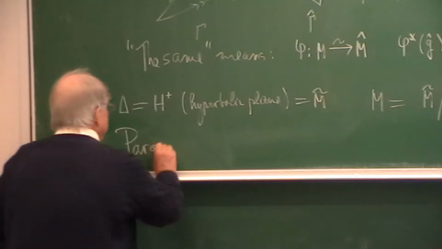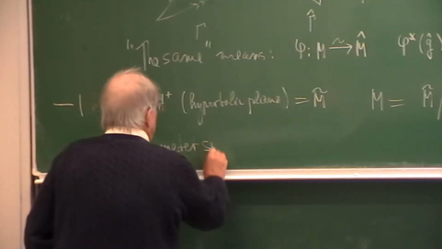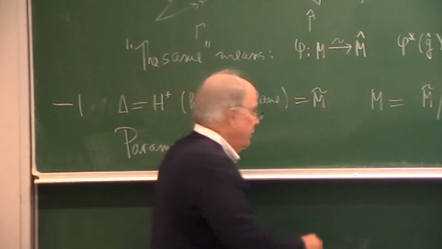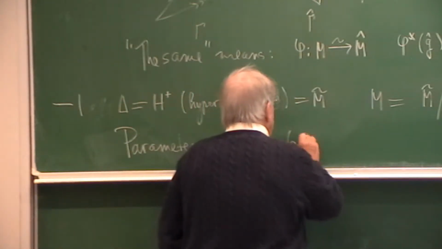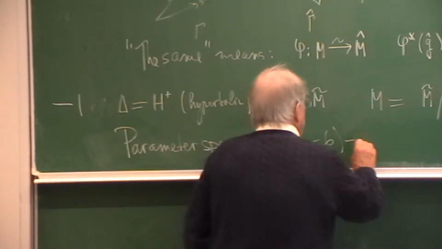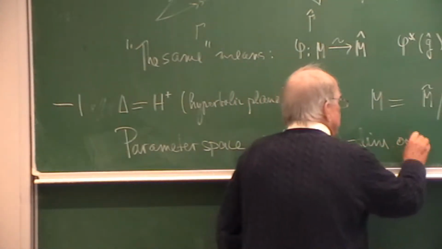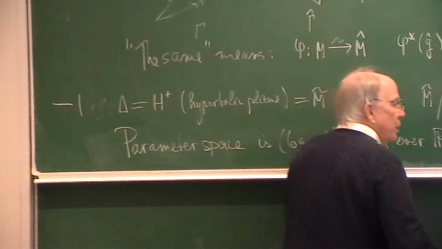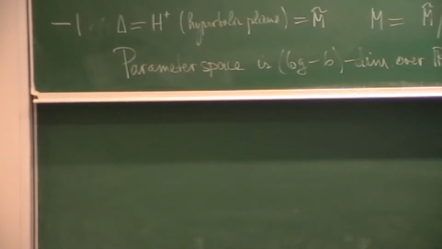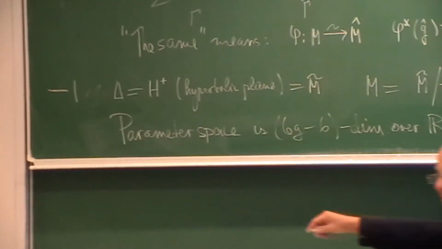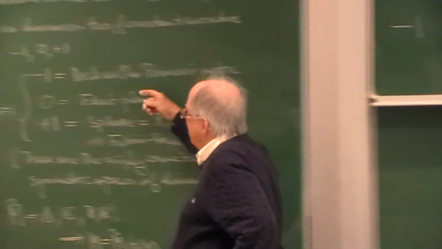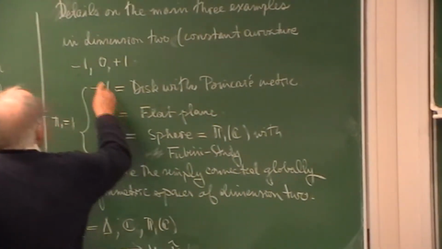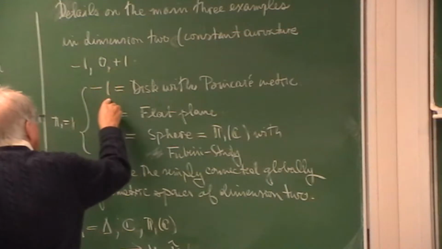And the moduli space here, the parameter space, again, is determined by complex analysis, is 6g minus 6 dimensional over the reals. Very interesting thing. So you see, even in dimension 2, by the uniformization theorem that I'm quoting implicitly here, you can always have a constant curvature metric. Then you want to study these things.